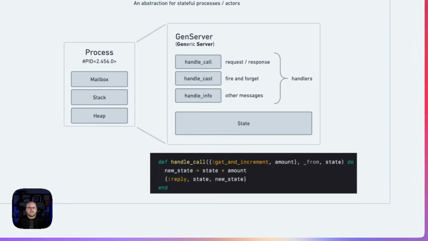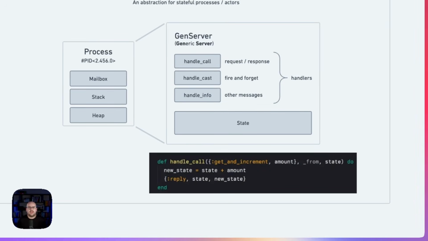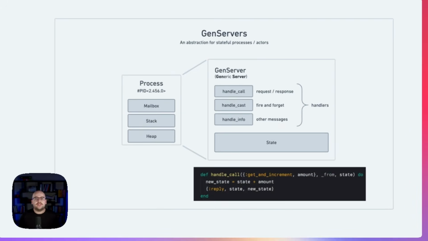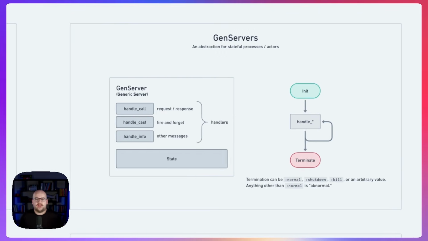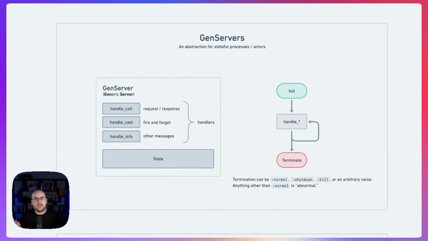I added a very simple example here for a get and increment call, which might take in an amount and the current state, and then reply to the caller with the existing state and save a new one in that final tuple. In Elixir, the last expression in a function is its return value. Now, GenServers have a specific lifecycle. They initialize, they run handlers in a loop as messages come in, and finally, they terminate.